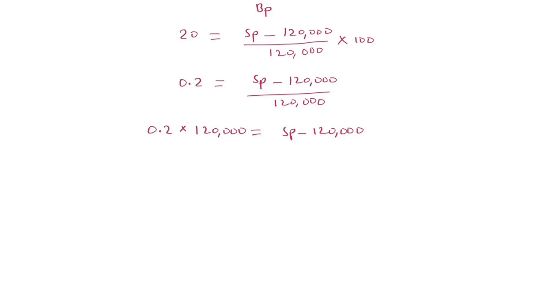Okay, so now let us make selling price the subject. Our equation is going to be selling price equals 120,000 plus 0.2 times 120,000. After solving the values, we are going to get a selling price equals 144,000. And this is going to be our answer.